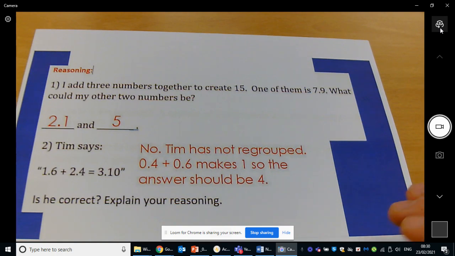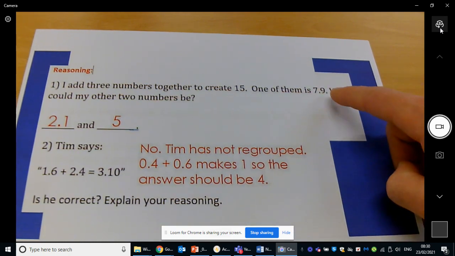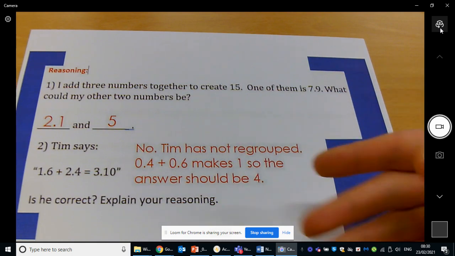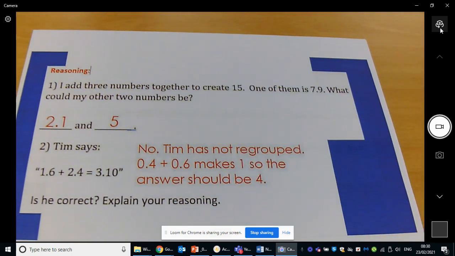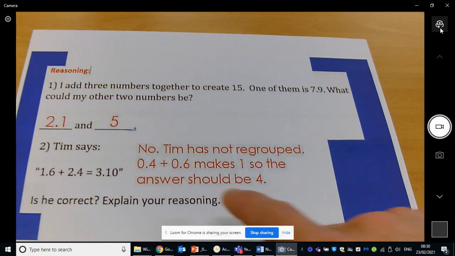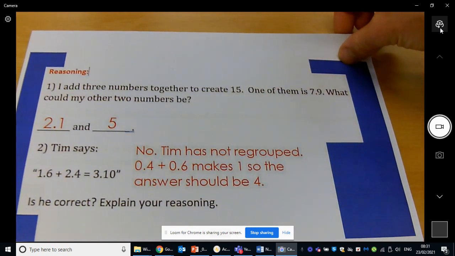Now, for these, there are loads of different examples you could have given. So this isn't the only correct answer. But I know, for instance, that we need a 0.1 to get us to the next number. So it could have been 2.1 and 5. It could have been 3.1 and 4. There are tons of ones you could have done. This one here, there is only one answer. So Tim says 1.6 plus 2.4 equals 3.10. So hopefully you realize, no, he's not correct because he hasn't regrouped. So 0.4 plus 0.6 makes 1. So his answer should have been 4.